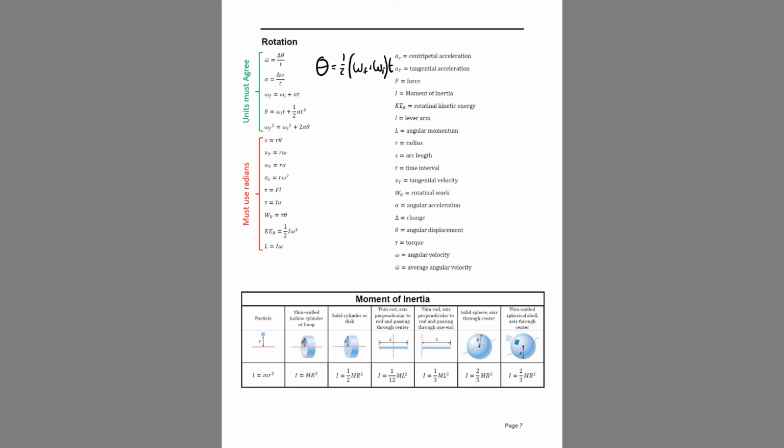So if you had theta in terms of revolutions instead of radians, or degrees instead of radians, then your omega I would have to be in revolutions per second or degrees per second, and alpha would have to be in revolutions per second squared or degrees per second squared. Everything has to agree. And then for these formulas down here, you need to use radians for everything. Cool.